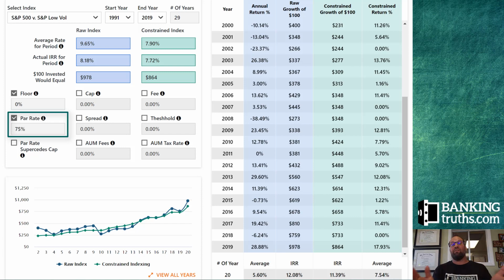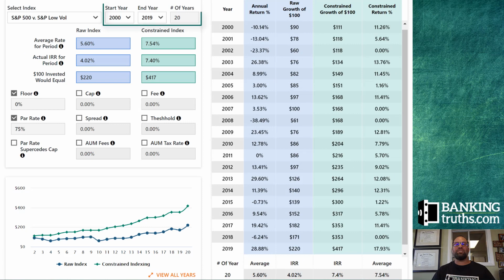If we look at the average over the last 29 years, it's 7.9%. Now, we can't show you that through an IUL because for an IUL, we have to use just the 1-year capped option. But this is a pretty nice back test of how things could have looked.